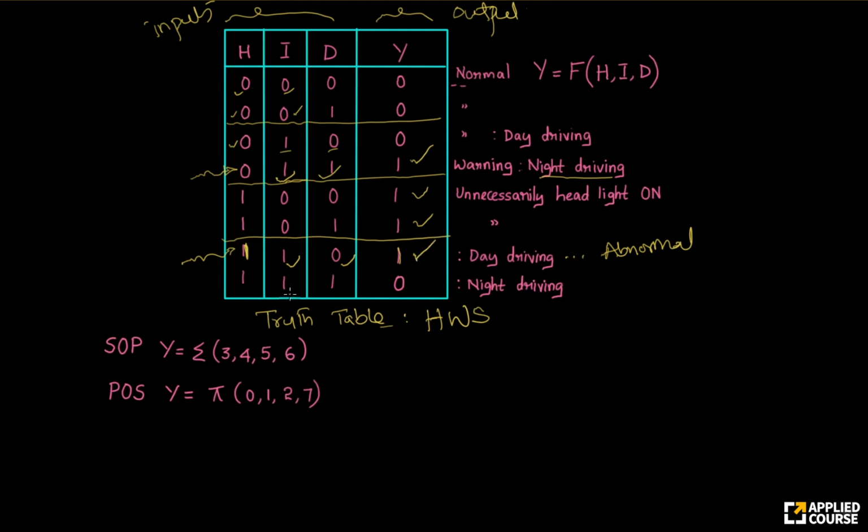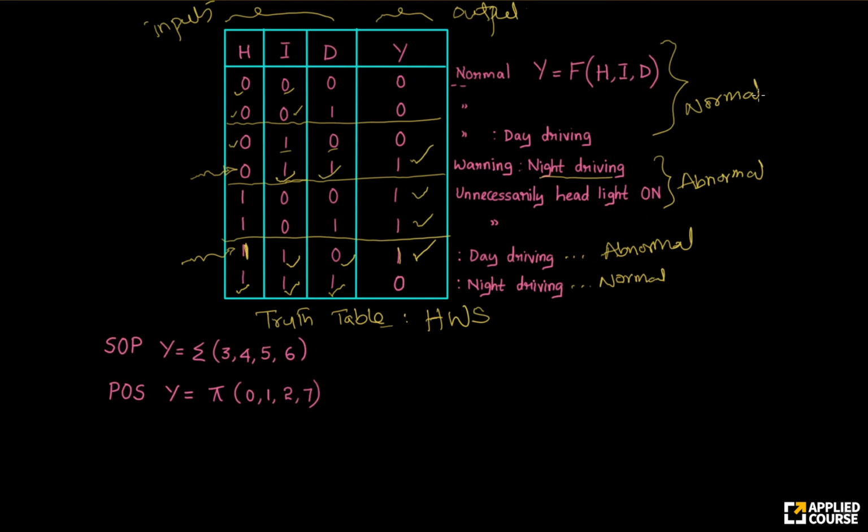And if it is 1, 1, 1, engine is on, it is a night driving, headlight is on, it's a normal operation, and hence no warning is made. So for abnormal operation, a warning is to be made, and for normal operations there is no warning. Soon we are going to see how to express a Boolean function or a Boolean expression for this problem.